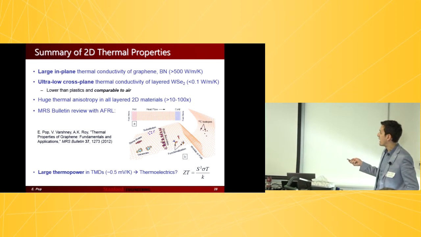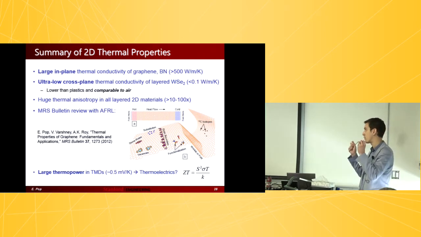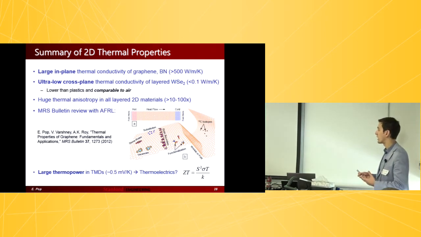And there's actually some data from a few years ago showing that tungsten diselenide has a cross-plane thermal conductivity of course lower than 0.1 watts per meter Kelvin, which is actually lower than some plastics and almost comparable to air, right? So it's very mind-boggling in a way that this is a solid material that has such low thermal conductivity, cross-plane, right.